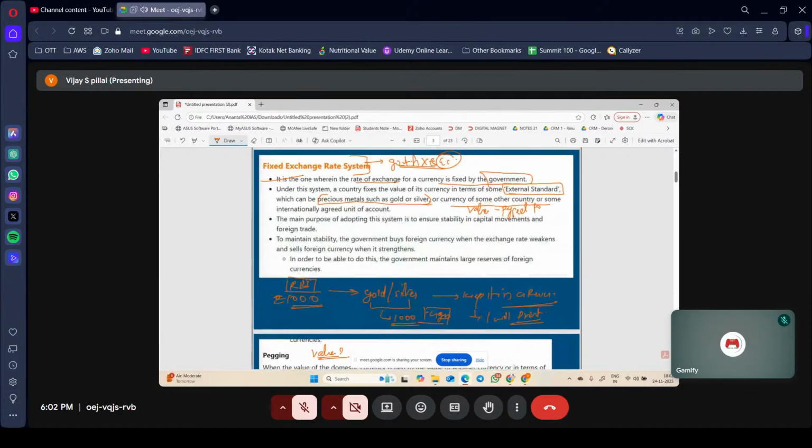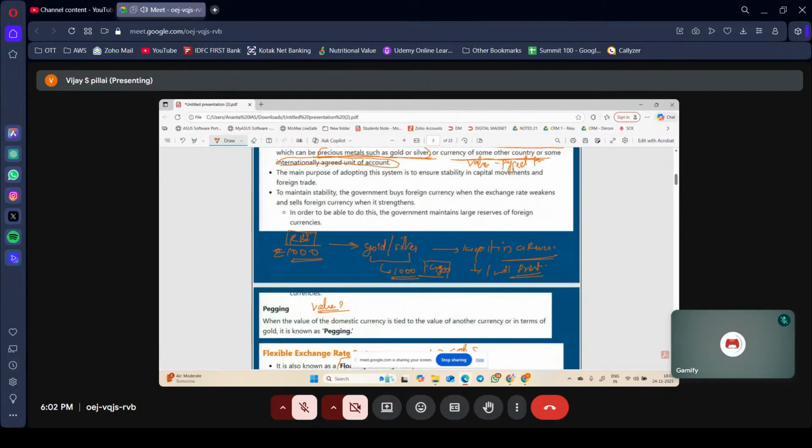That is what is written under this system: a country fixes the value of its currency in terms of some external standard, which can be precious metals such as gold or silver, or the currency of some other country, or some internationally agreed unit of account. Just remember that it is fixed by the government. The main purpose of adopting the system is to ensure stability in capital movements and foreign trade, or else there will always be fluctuations when we depend on market forces.